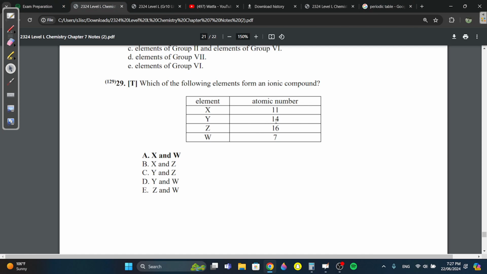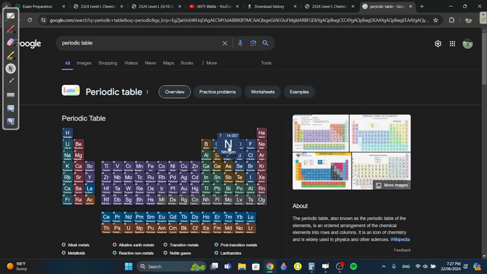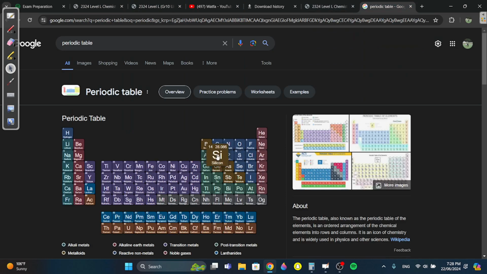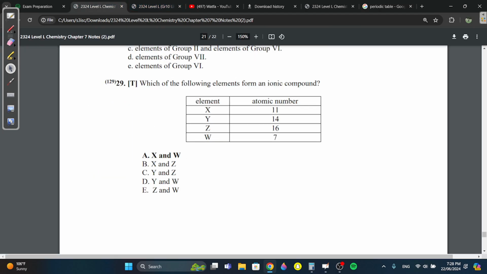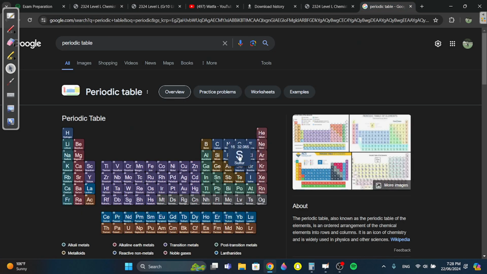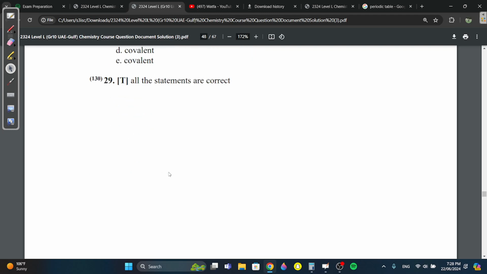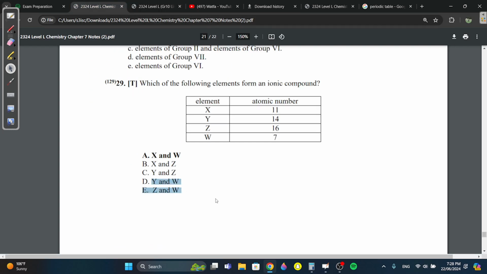Y and Z. Y is 14, Z is 16. 14 is silicon, which is a metal, and 16 would be sulfur. Yeah, metal non-metal, that's ionic. Y and W, 14 and 7. So 14 is silicon, 7 is nitrogen. That will also be ionic because metal, non-metal. Silicon is a metal. Okay, Z and W, 16 and 7. That should be covalent. No. I know for a fact E is wrong.